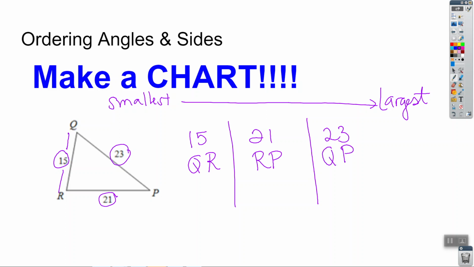Next, I'm going to say each column, and in case you're wondering what a column is, it's each section of the chart. So in that first column, I have a Q and an R. This is triangle QRP. Which letter is missing? Letter P. In the next column, I have R and P. Which letter is missing? Q. Finally, in the last column, I have Q and P. Which letter is missing? R.